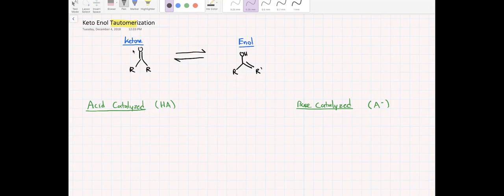So in this video, we're going to go over something called keto enol tautomerization. A tautomer is just a different version of a molecule. It's a constitutional isomer, and a tautomerization is just the doing of that, right? So it looks like a very scary word, but it's just the formation of a different version of some molecule. So in this case, the versions are a ketone and an enol.